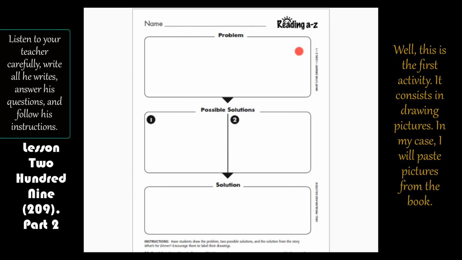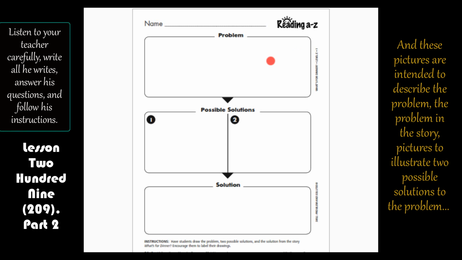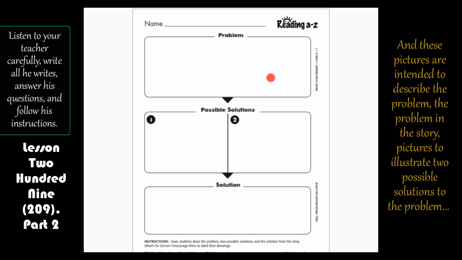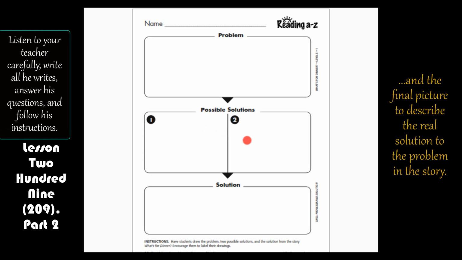Well, this is the first activity. It consists in drawing pictures. In my case, I will paste pictures from the book. These pictures are intended to describe the problem in the story, pictures to illustrate 2 possible solutions to the problem, and the final picture to describe the real solution to the problem in the story. Let's do it.